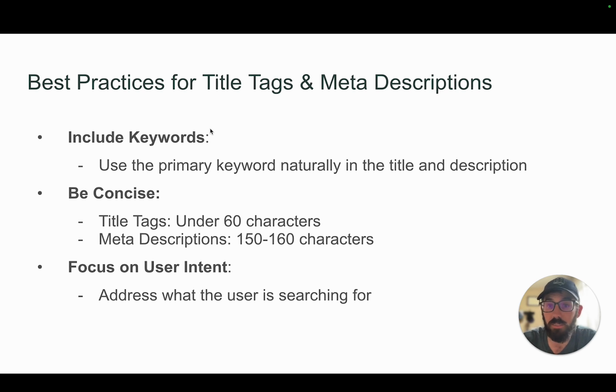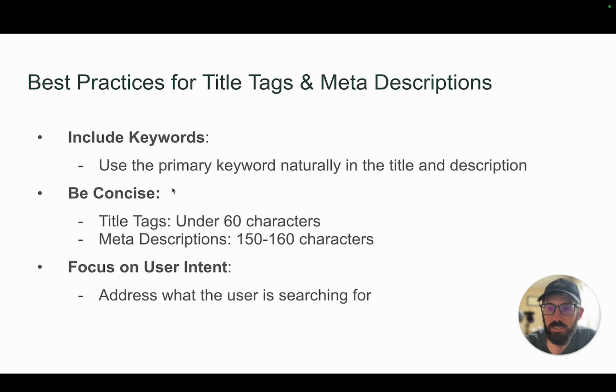So, best practices for title tags and meta descriptions. First, include keywords. You almost certainly will want to use your primary keyword within the title and the description. You want to use it naturally. We'll talk about that in a few slides. But if you don't have your main keyword in the title tag, it's going to be more difficult for you to rank for that term.